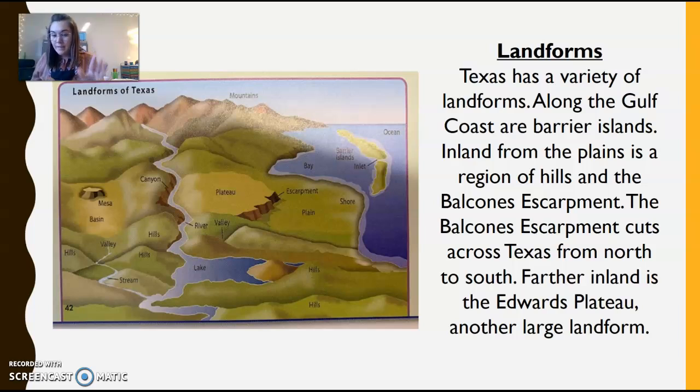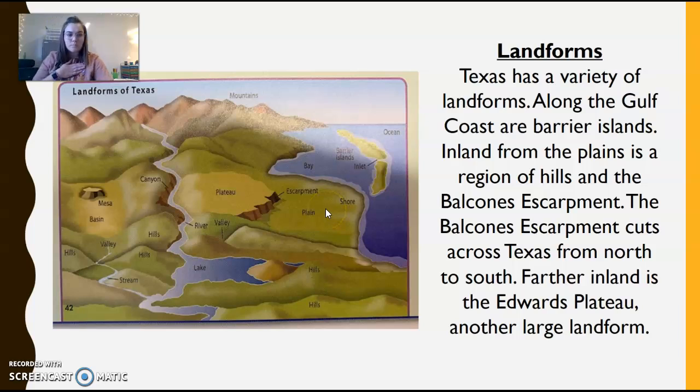They protect this mainland from the force of ocean waves. If you move more inland and you find a large area of flat, gently rolling plains, more Texans live on a plain than any other region. Right here, we live on a plain more than any other region.